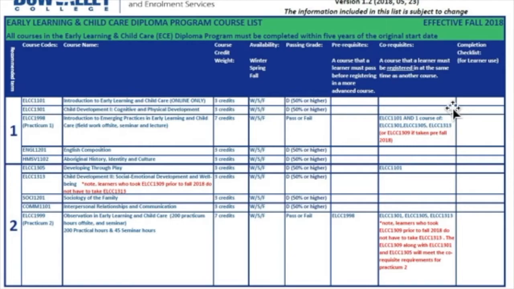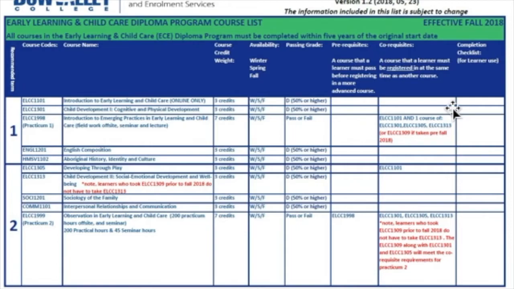The next column is prerequisites. Prerequisites are courses that you have to finish before you can take the course in the column. For example, you can see on this list that in Term 2, the course ELCC 1999 cannot be taken unless you have finished the prerequisite of ELCC 1998.